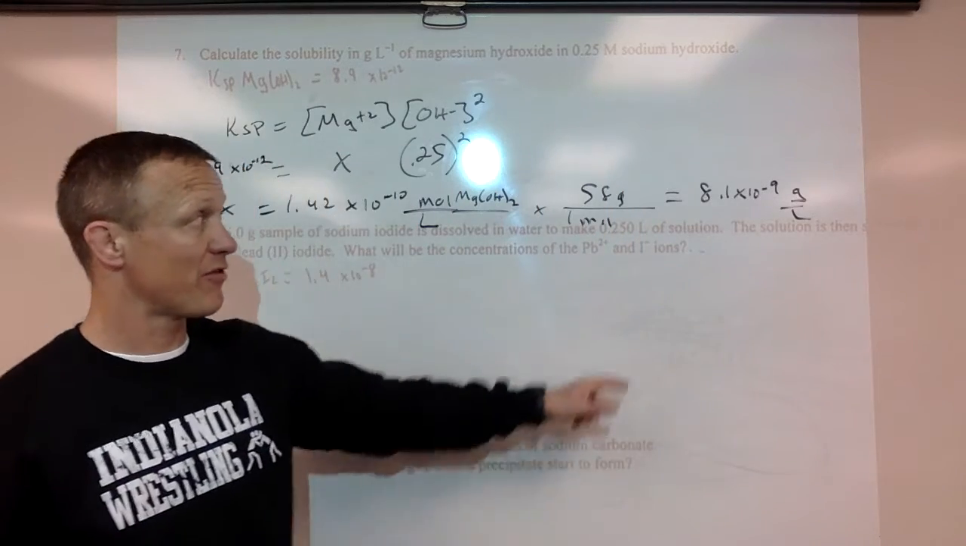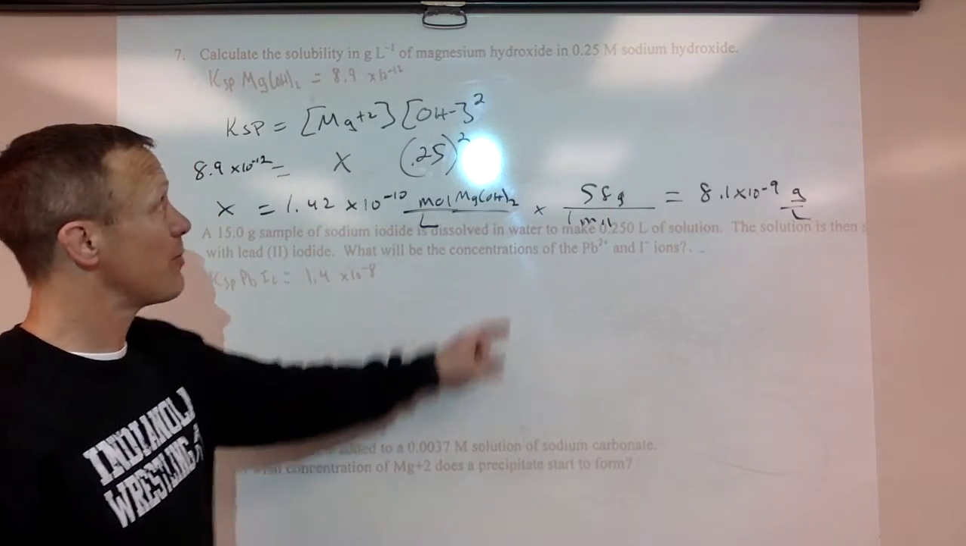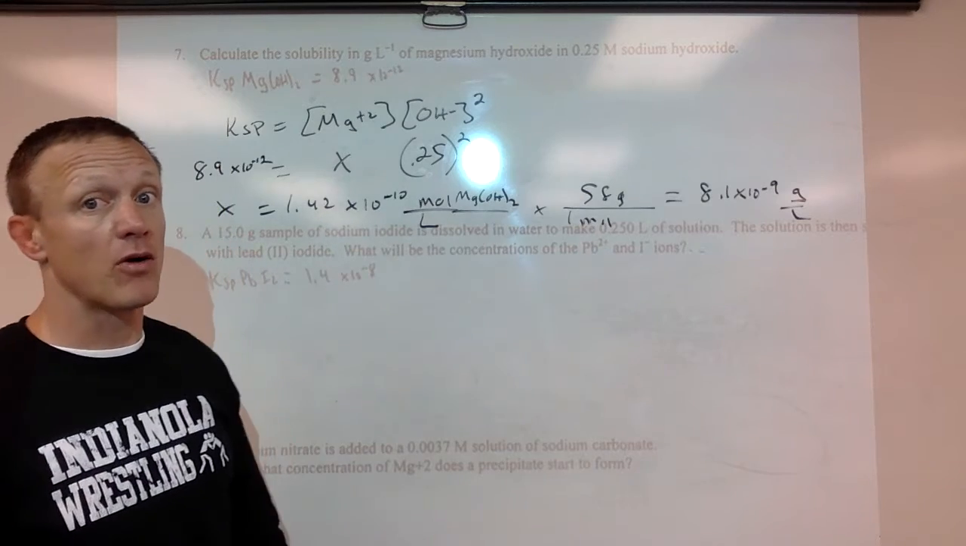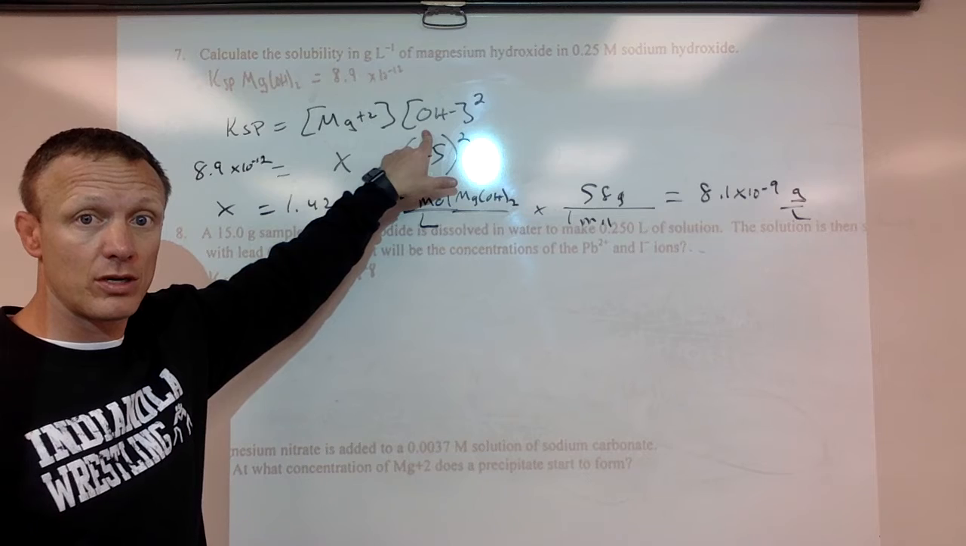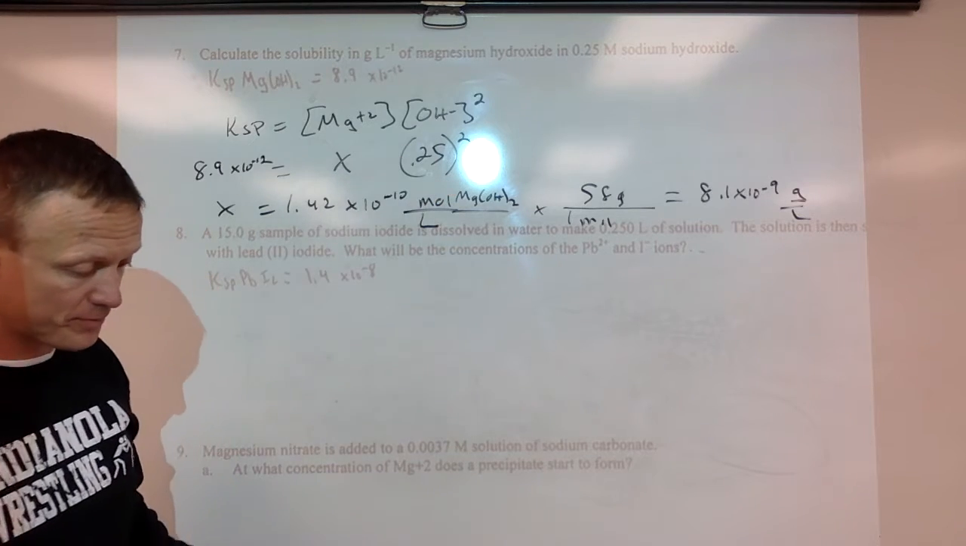So that's the maximum amount. It's not very many grams. It's the most you can dissolve in a 0.25 molar sodium hydroxide solution. Now, you could put a lot more in water, because in the sodium hydroxide solution you would already have those ions in there, which make you reach the Ksp value sooner.